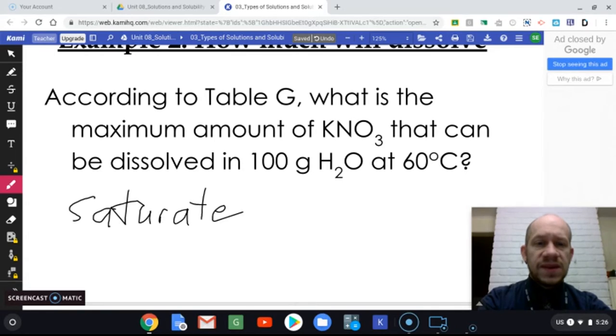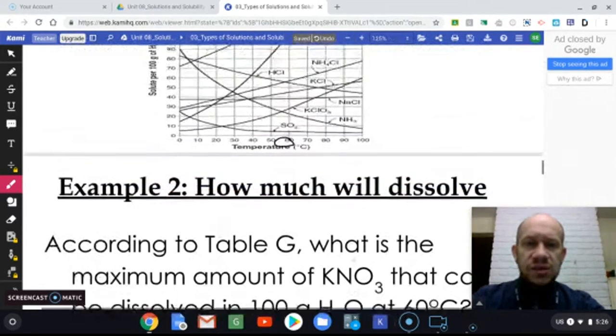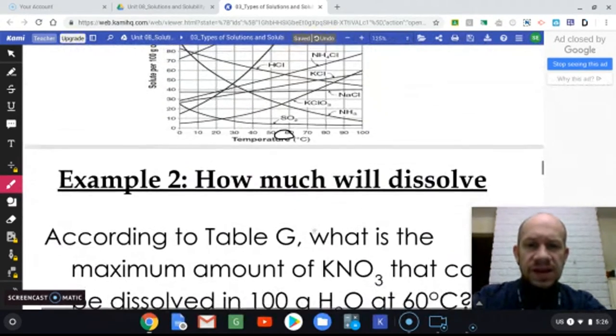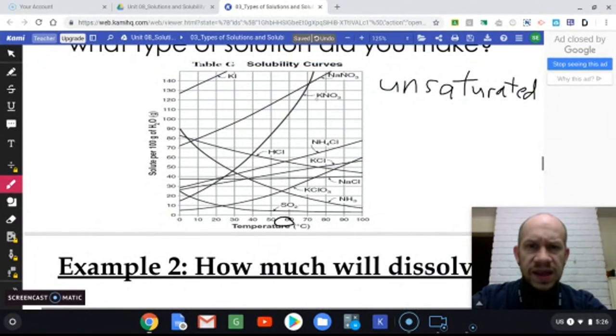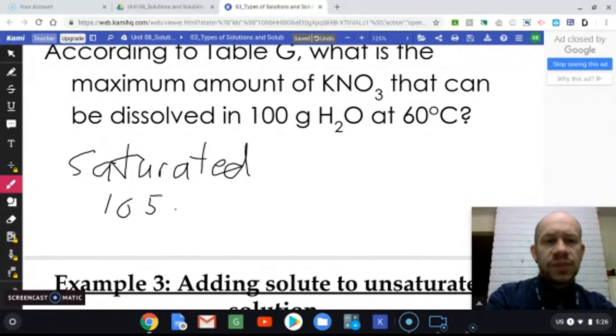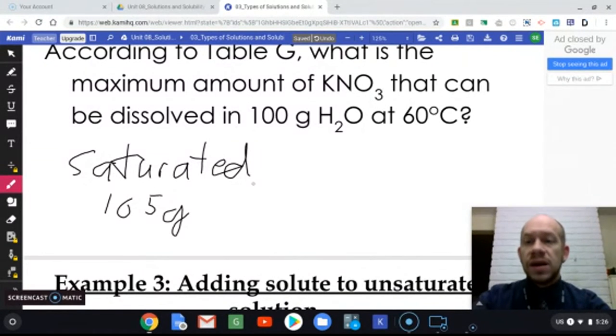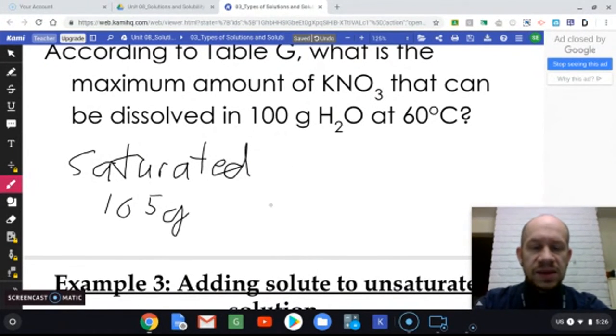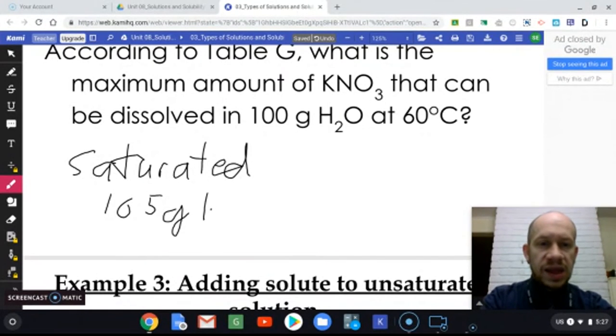So if I'm saturated at 60 degrees, I'm going to go up that line to KNO3. Let's find KNO3, it is right here, and so that's this line. Going all the way up to the line, right on that line is going to be about 105 grams. So I can add 105 grams of KNO3 to 100 grams of water, and that will make me saturated. That's the maximum amount of KNO3 that I can add to form a saturated solution.